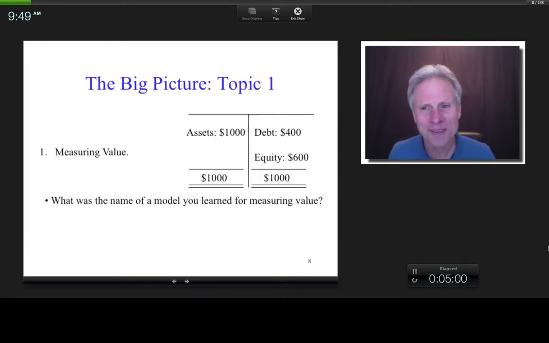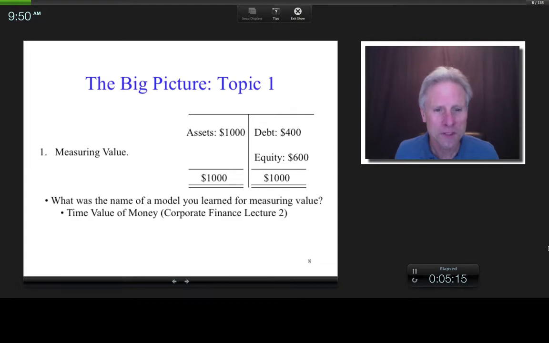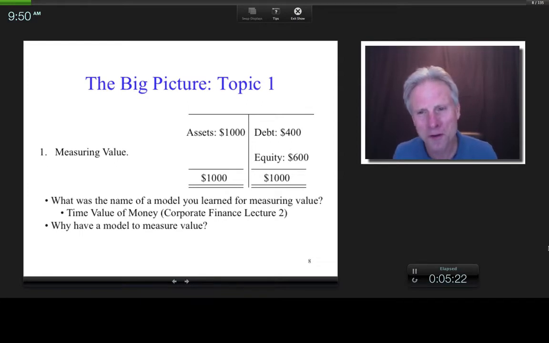And so in lecture 2 of this series, what is really the first topic, I'm not counting the introduction as the first topic, we began with a model for measuring value. And what was the name of that model? It was the time value of money. So why have a model to measure value? But why was this our first topic?